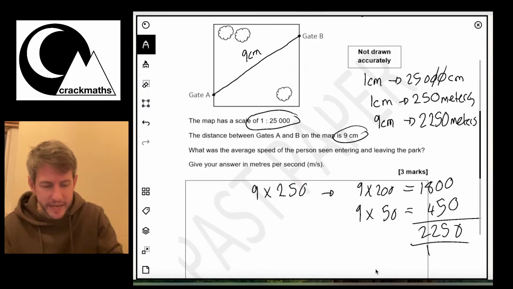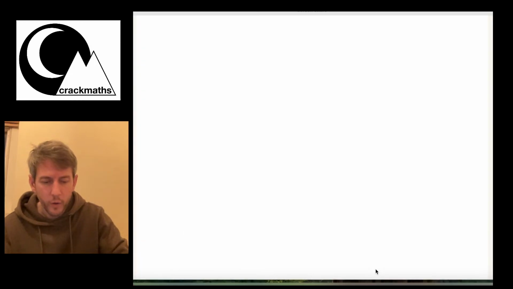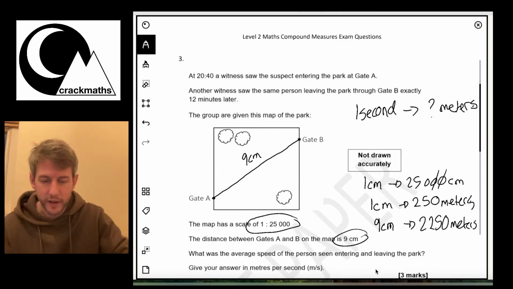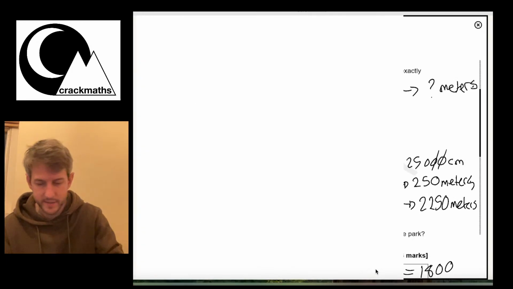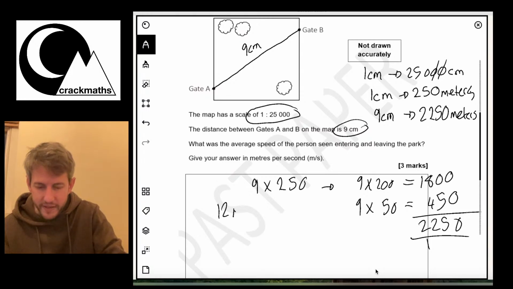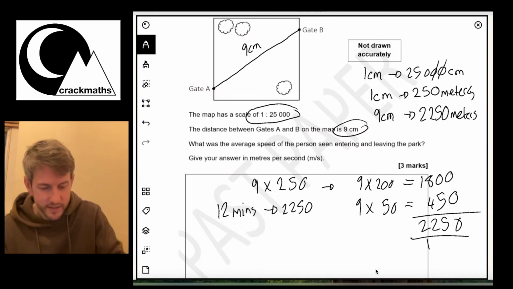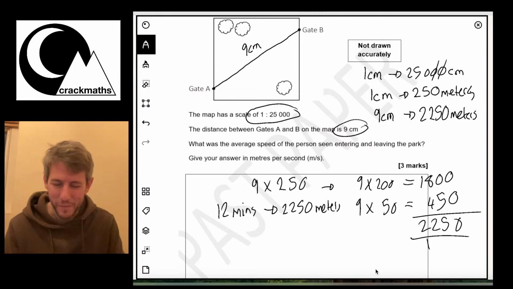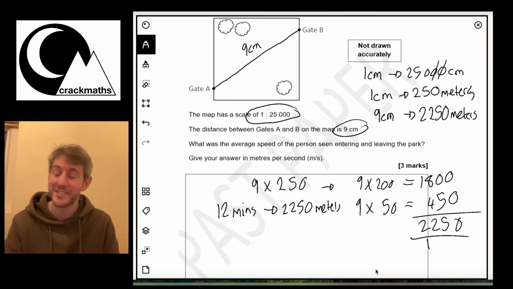Remember, our speed is in seconds. Our goal is to find how far he goes in 1 second. So if we know that 12 minutes takes him 2,250 metres, sorry, I've been thrown off here. Right, so 12 minutes is 2,250 metres, and we need to get this into seconds.